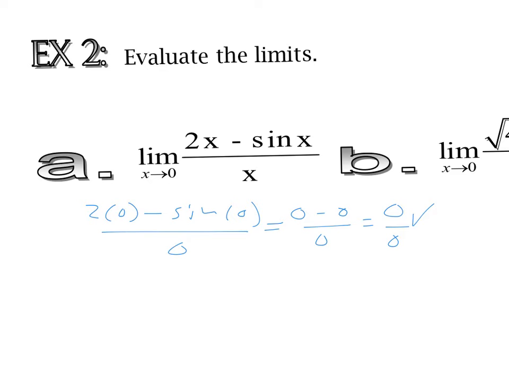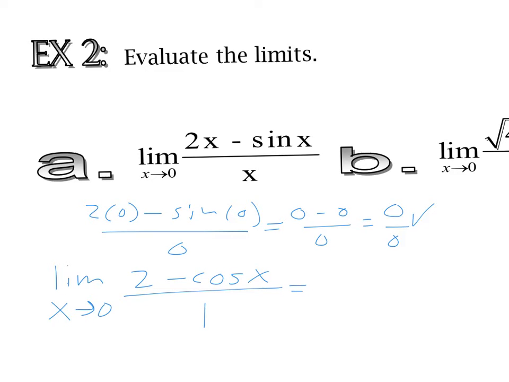That's an indeterminate form. So let's go ahead and take the derivative. We're going to keep the limit notation there, right? And just take the derivative of the top and the bottom, no quotient rule. So the derivative of 2x is just 2, and the derivative of negative sine x is negative cosine x. And the derivative of x is just 1.